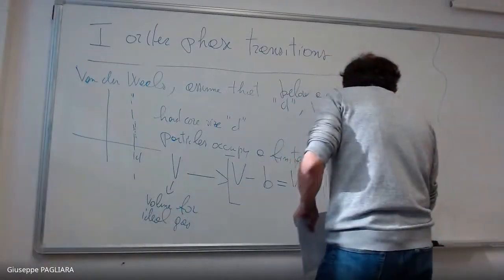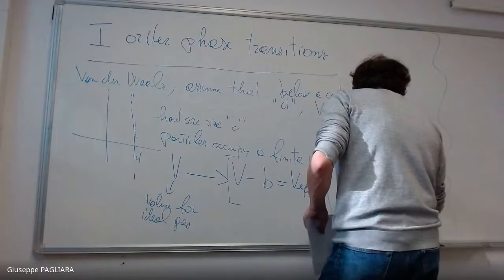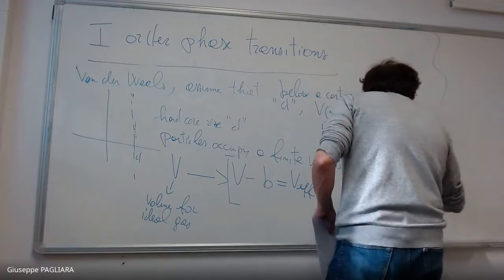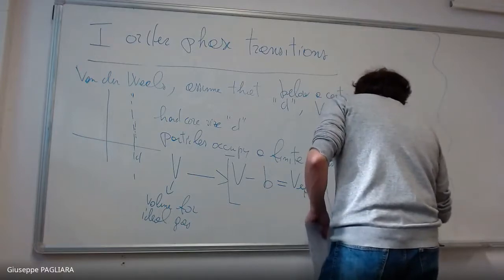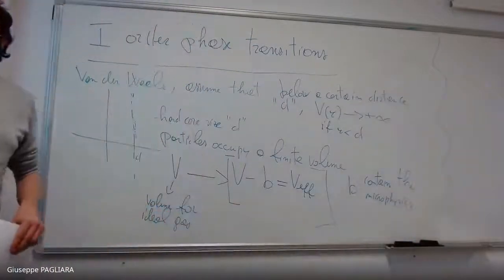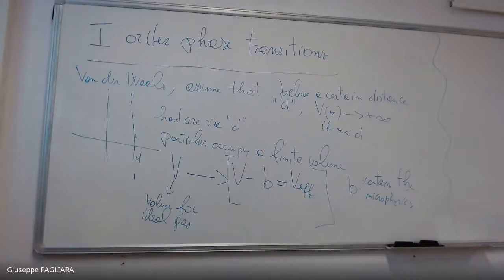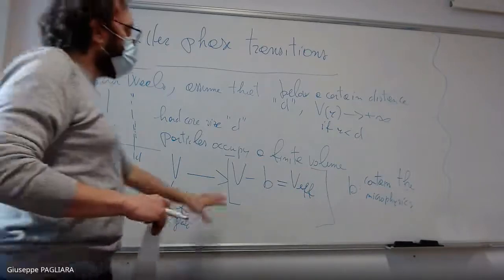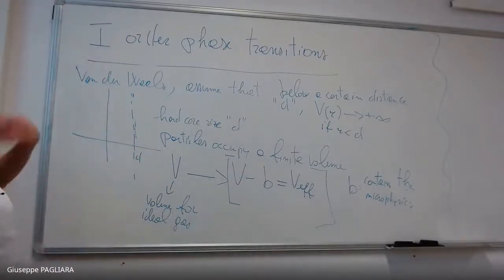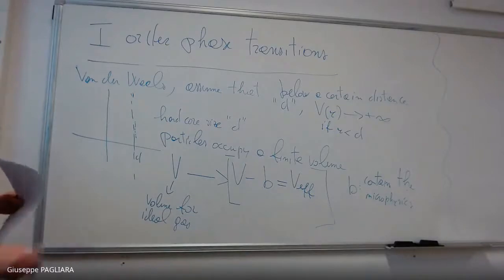Okay, so B contains the microphysics that we don't know. So the shape of the potential, those two parameters of the Lennard-Jones potential that were A and B. So this constant B somehow takes into account the microphysics of the interaction and specifically of the repulsive core, of the hardcore repulsion. Okay.